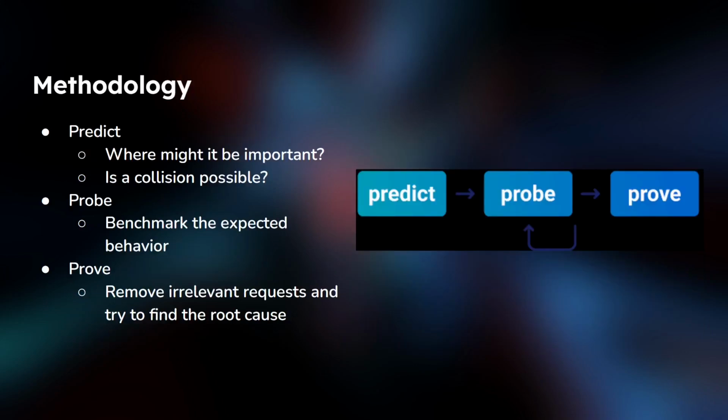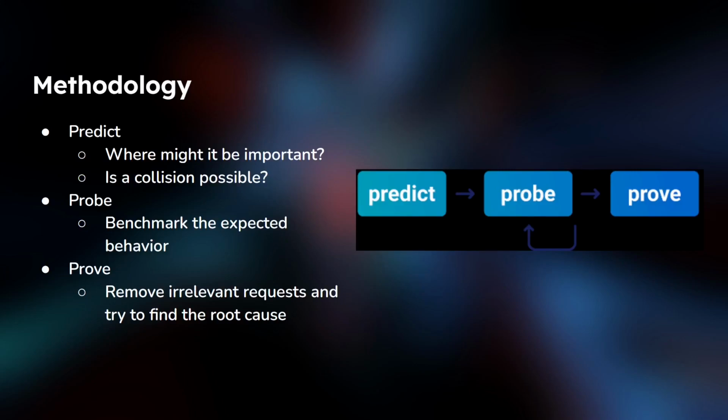Before we get into the lab, I want to talk about the methodology that's described in the Smashing the State Machine talk that I mentioned. It follows three steps: predicting, probing, and proving. When you're looking for a race condition, you want to ask if it's important, because a lot of endpoints could be vulnerable to race conditions. You only want to look for the ones that are useful or have some kind of security impact. Then you want to ask whether or not a collision is possible.